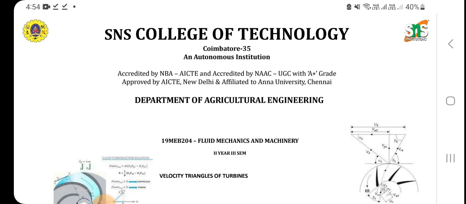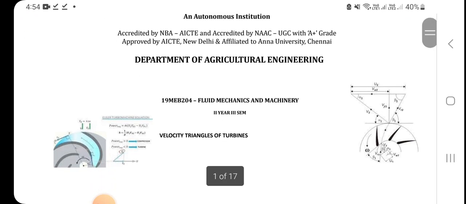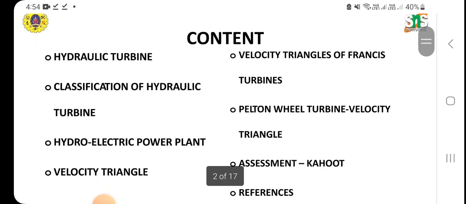In today's class of fluid mechanics and machinery, we will see about the velocity triangles of turbines. The topics are: hydraulic turbine, classification of hydraulic turbine, hydroelectric power plant, velocity triangles of Francis turbine and Pelton wheel turbine, and assessment.